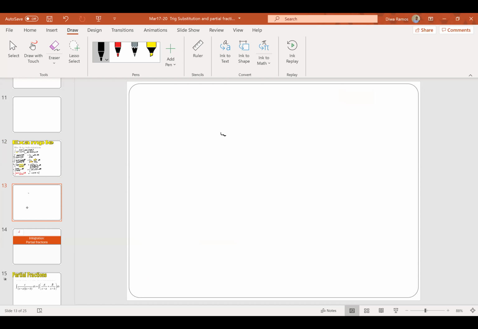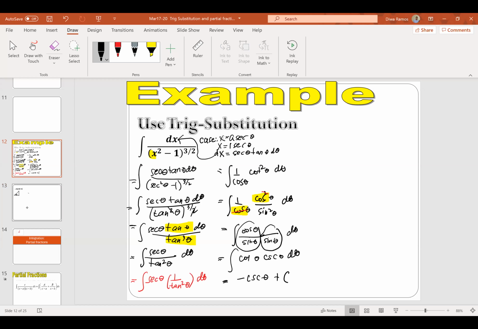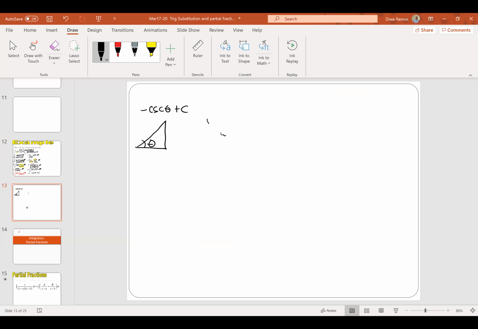So negative cosecant theta plus c. And we go back to the right triangle now. Our original relationship is, go back, we chose 1 secant theta over here. It's going to be using that again. So x equals 1 over secant theta over 1 over 1. We have secant theta equals x over 1.